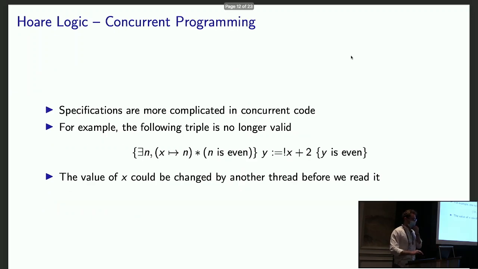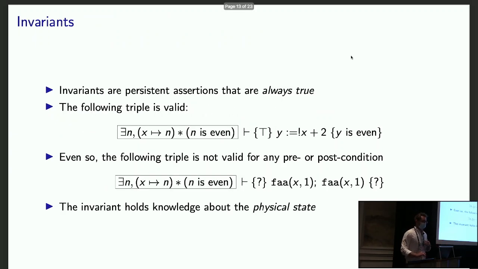Now, when you move to a concurrent setting, everything becomes a lot more complicated. So we can no longer prove this example about y being even, because after the program starts executing, some other thread may modify x. And then we don't know anything about its value. And to get around that, we use invariants. So invariants are specified in these boxes to the left of the turnstile, and they're persistent assertions that are always true.